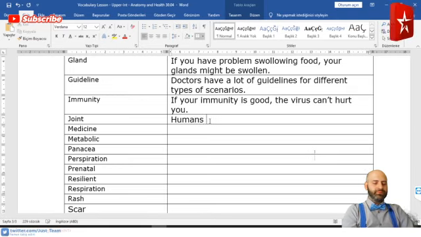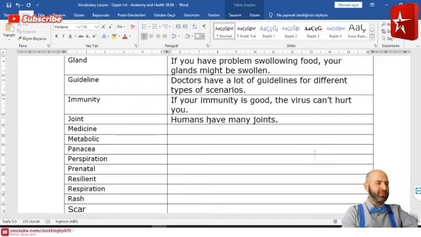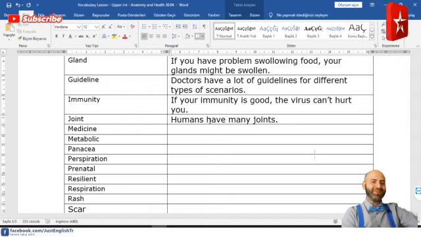Humans have not a lot, but not a few. So let's say many joints. I see something from Simai, the ability of an organism to resist a particular infection or toxin, the action of specific antibodies or centralized white blood cells. Wow. Definitely, she is either doctor or she is studying medicine.